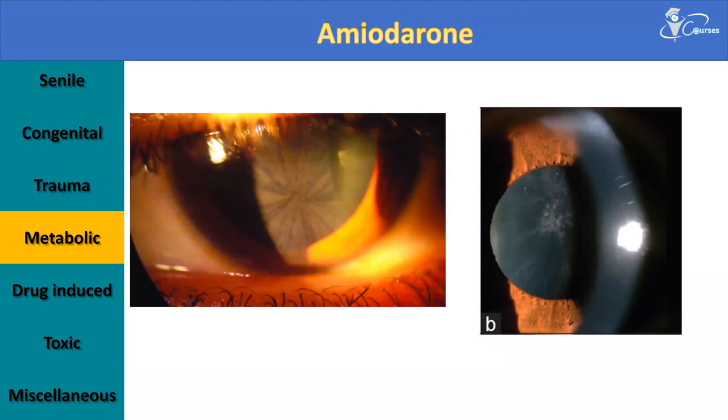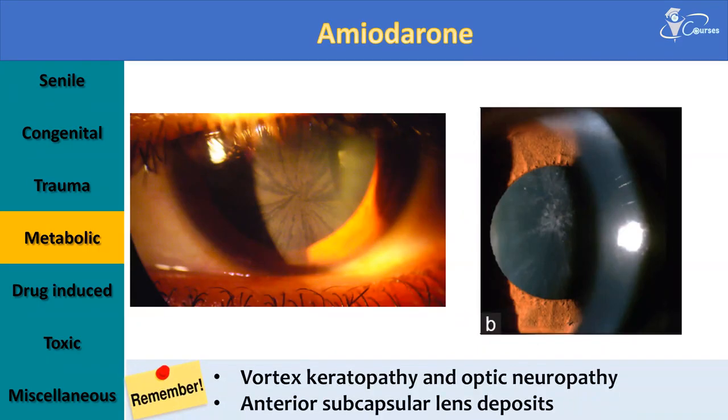Another form of cataract results from amiodarone deposition. We mentioned before that amiodarone is one of the causes that will result in vortex keratopathy and will also cause optic neuropathy. So deposition of amiodarone in the cornea will result in vortex keratopathy or cornea verticillata. It is also one of the differential diagnoses of toxic optic neuropathy. Regarding the lens, it will cause anterior subcapsular lens opacities, as you can see here.